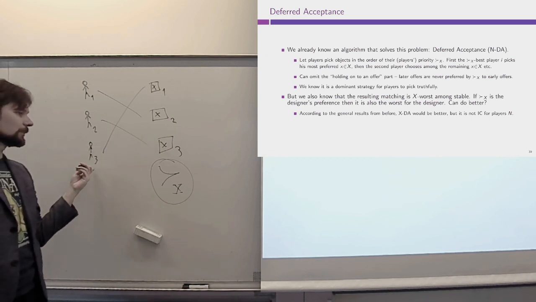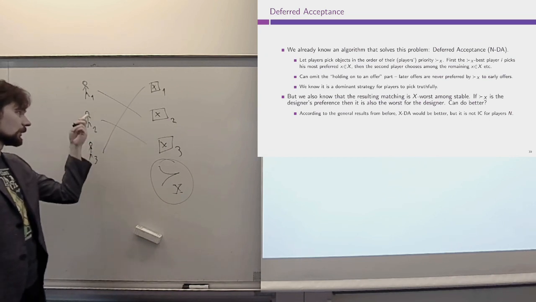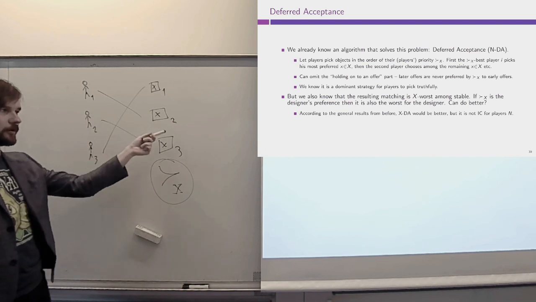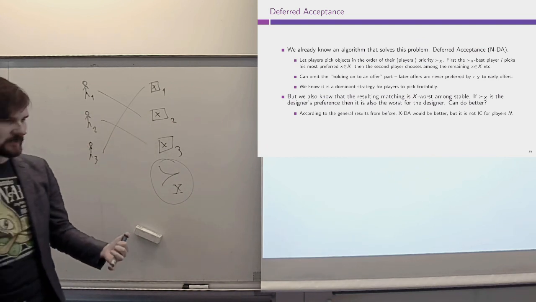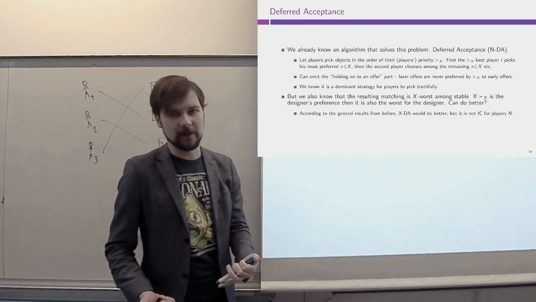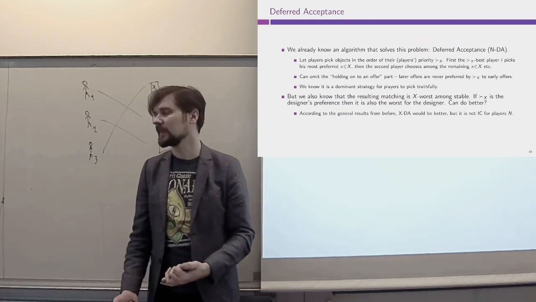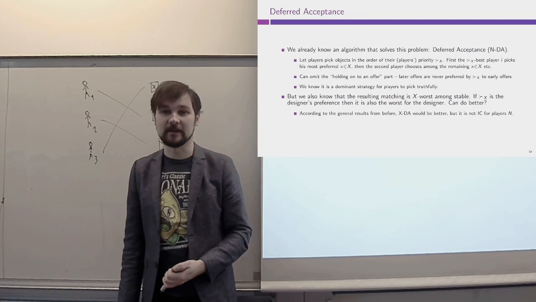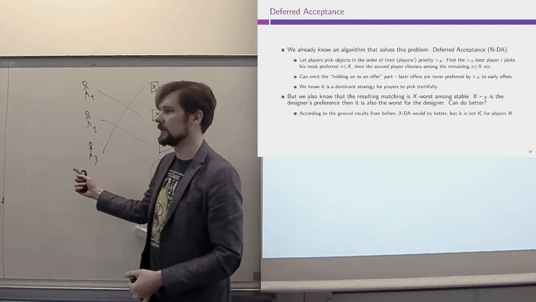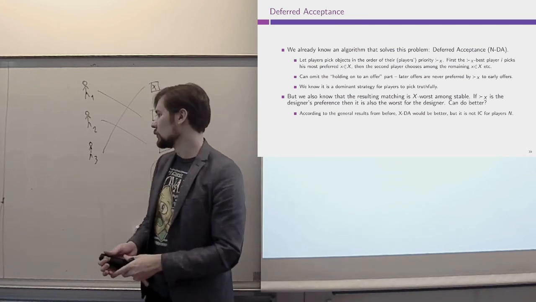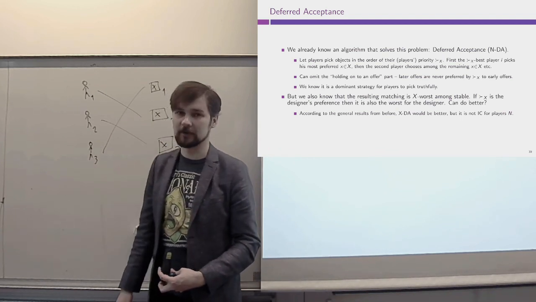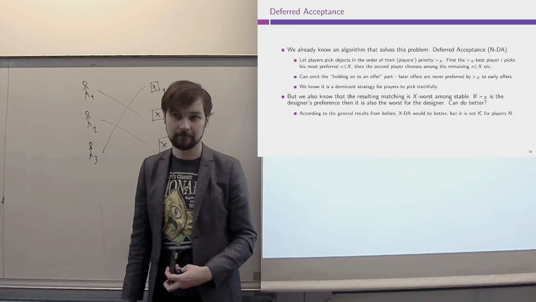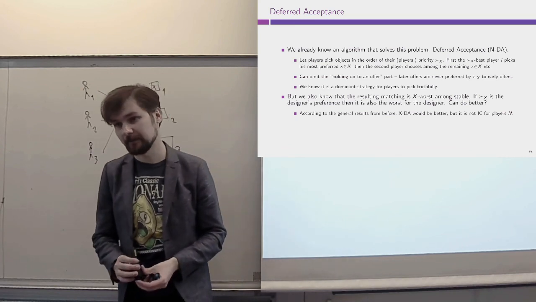So we allow players or our agents to propose to items, basically. And we can say that if we then implement the stable matching generated by this algorithm, by a player-proposing deferred acceptance algorithm, it would actually be a dominant strategy for these players to report their preferences truthfully. This is something we talked about last week.